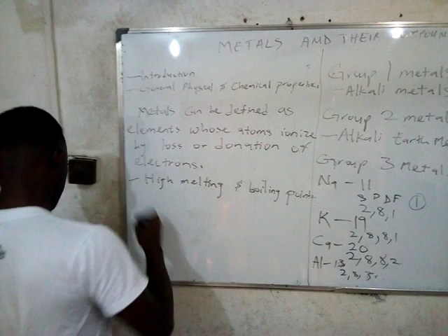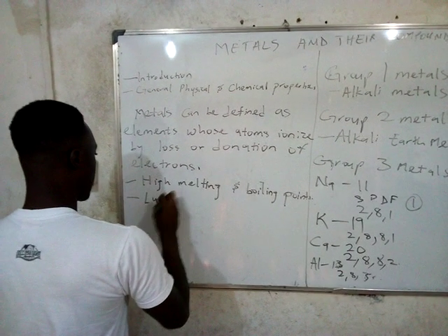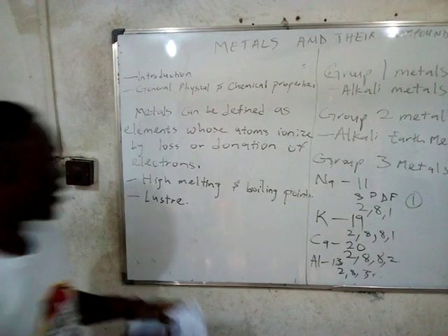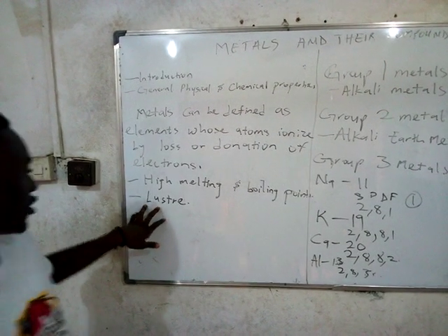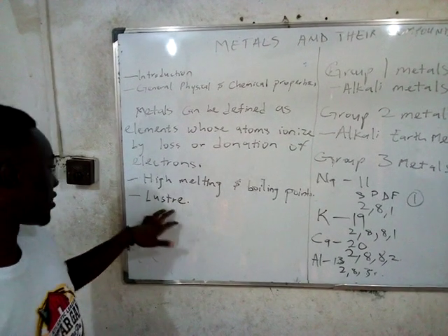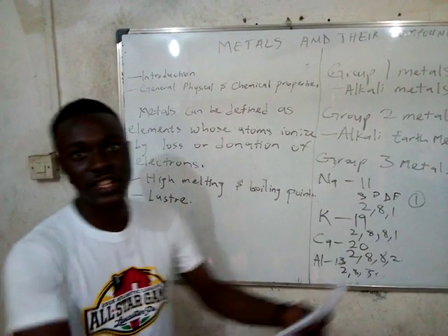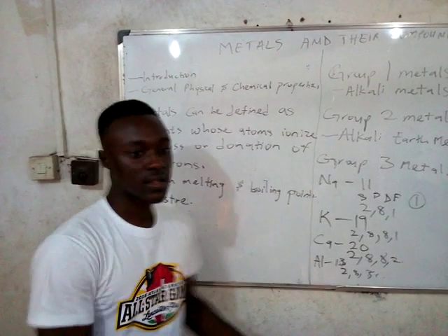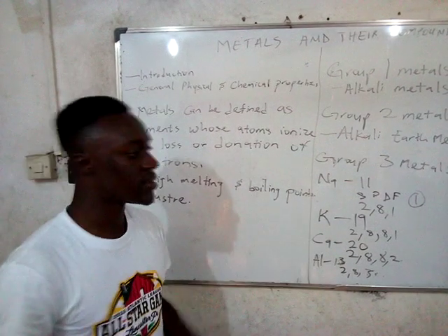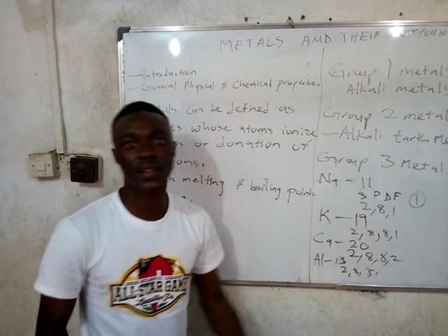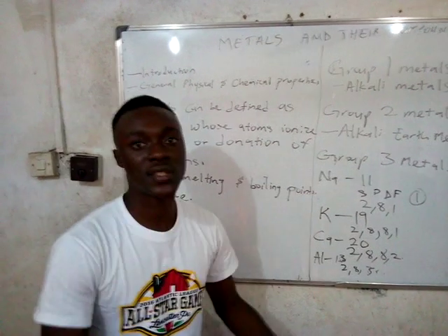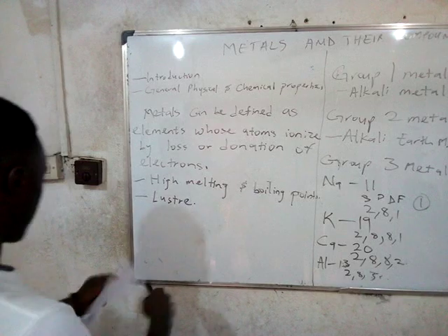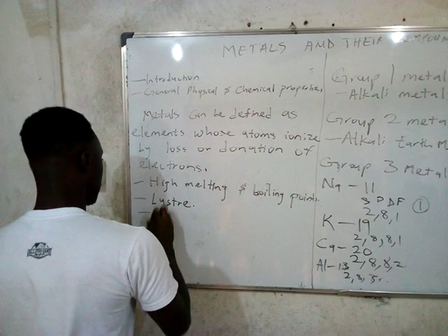Another property is luster. For an element to be lustrous, or to have the characteristic of luster, it means it has a characteristic shine. It gives off a certain reflection of light. So we know from practical examples of metals like our iron and our copper that they are reflective, they shine, they reflect light generally. Then we have malleability.